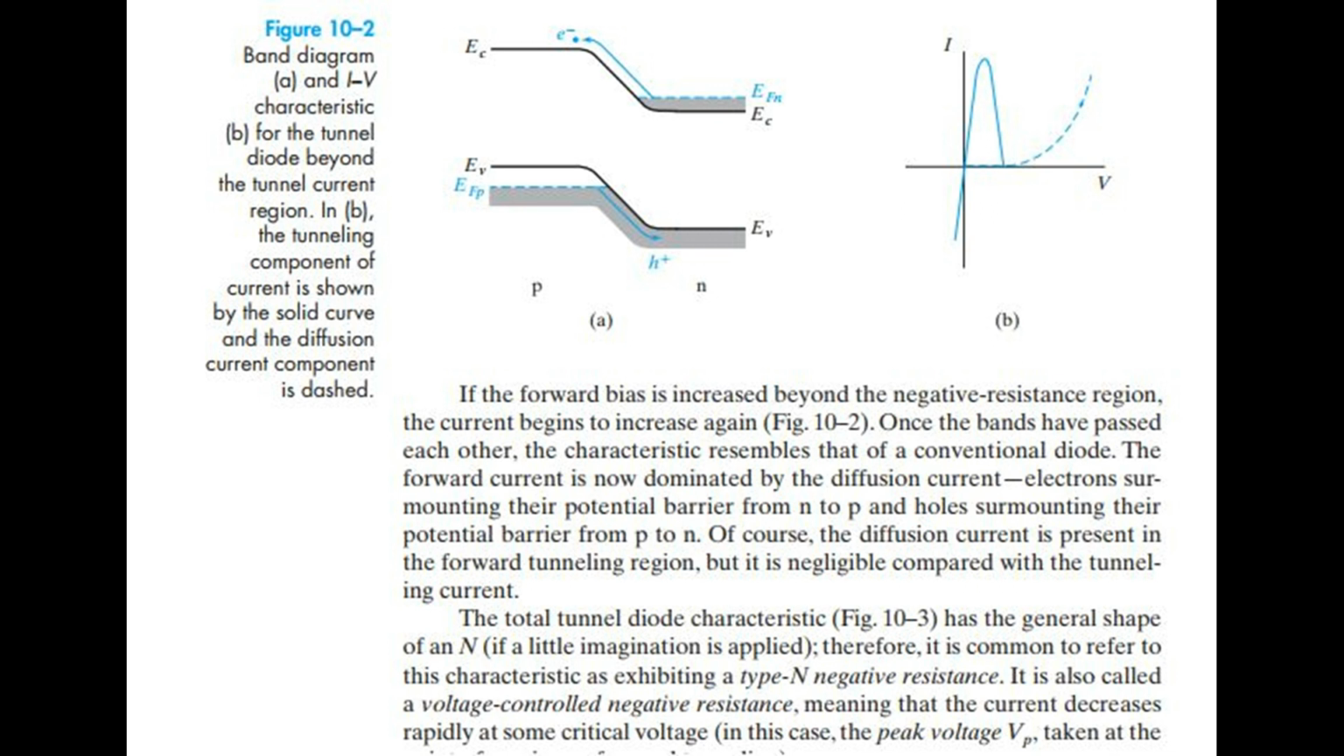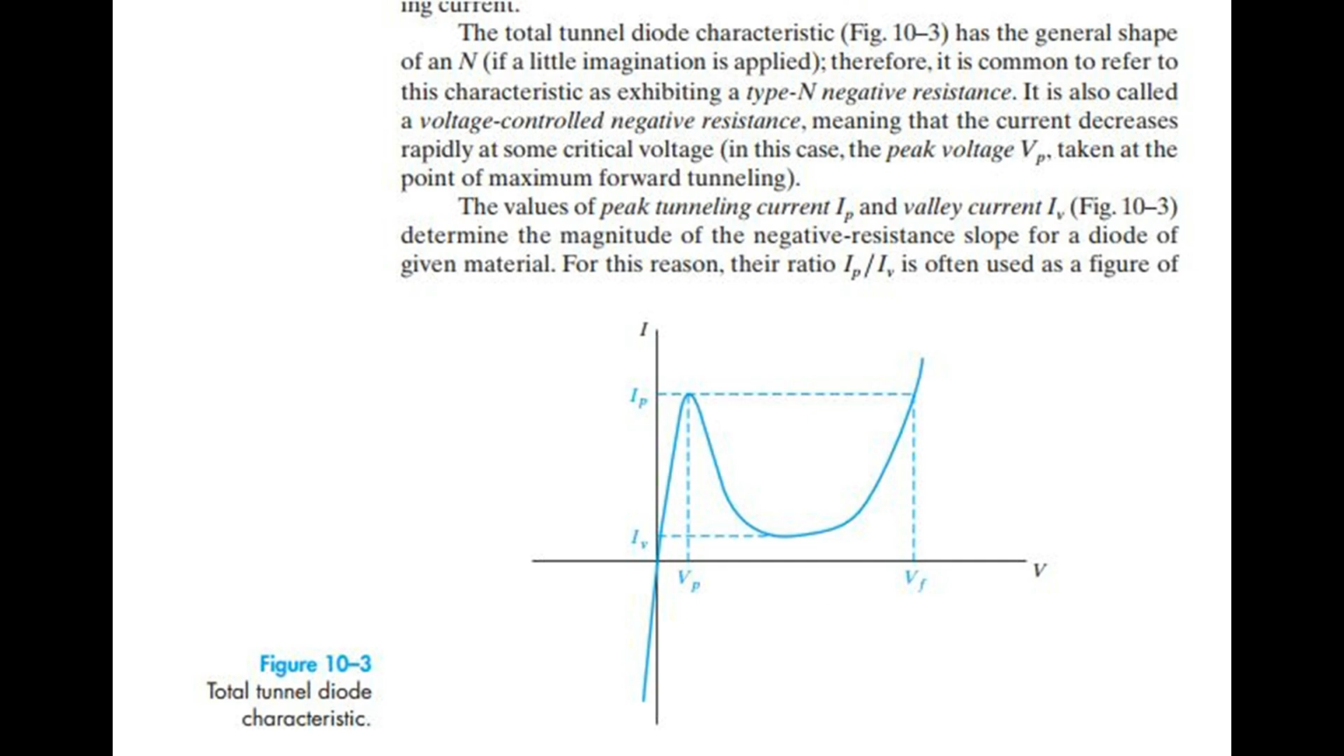Of course, the diffusion current is present in the forward tunneling region, but it is negligible compared with the tunneling current. The total tunnel diode characteristic, Fig 10.3, has the general shape of an N. If a little imagination is applied, therefore, it is common to refer to this characteristic as exhibiting a type N negative resistance. It is also called a voltage-controlled negative resistance, meaning that the current decreases rapidly at some critical voltage, in this case, the peak voltage Vp, taken at the point of maximum forward tunneling.